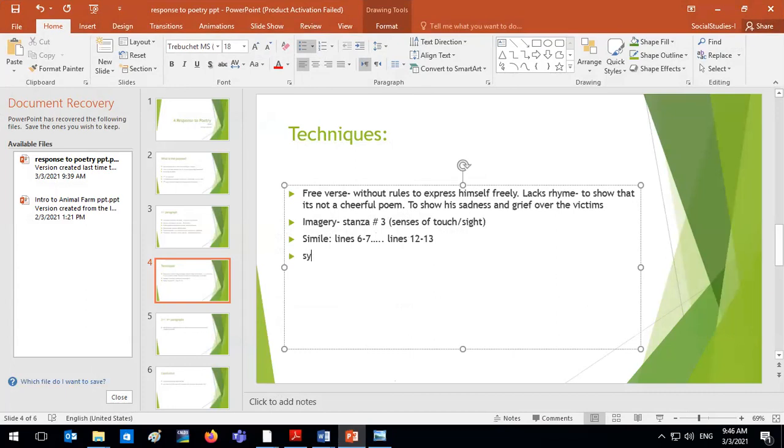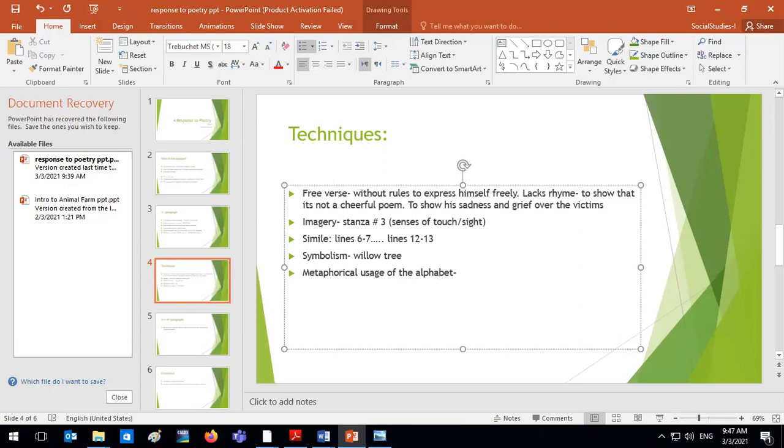We can talk about symbolism. It's another thing that he uses when he discusses the willow tree. The willow tree, we said, is a symbol of sadness and grief, as it's used in literature. He also uses the metaphorical usage of the alphabet. How he uses the alphabet is very interesting. This is another technique that he uses.